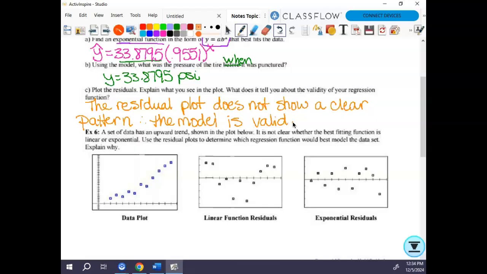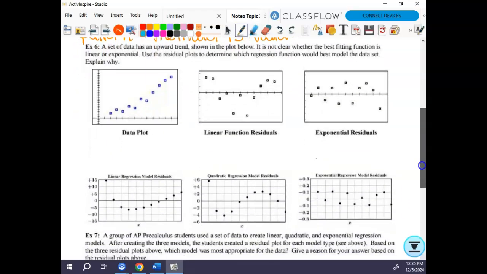Any questions about that? That makes sense? It's all about, do you see a pattern or do you not see a pattern? That kind of thing. All right. So then, example 6. A set of data has an upward trend shown in the plot below.